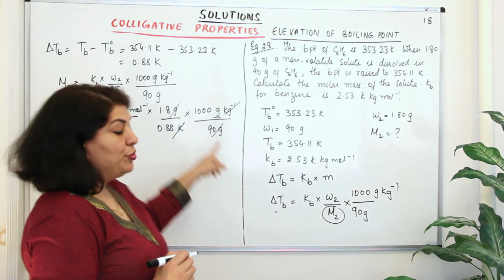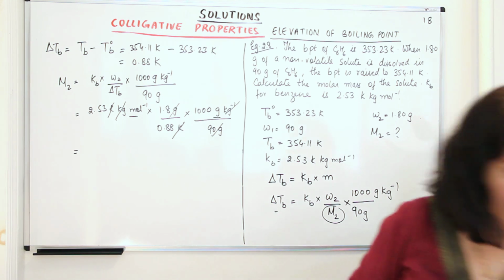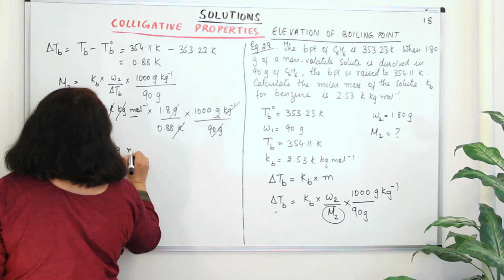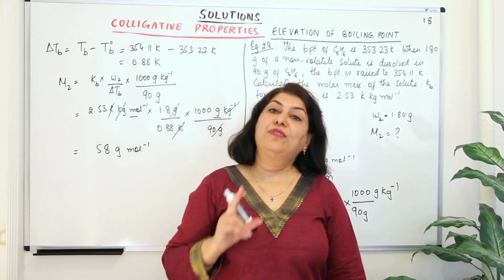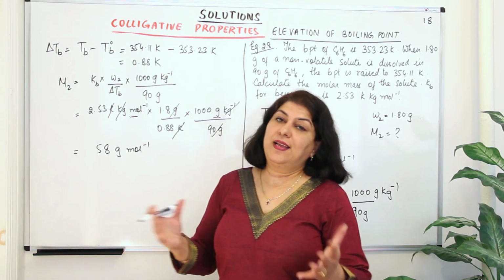And when you solve the numerical part, what is the answer that you get? You get 58 grams per mole is the molar mass. Now let me solve one problem which is your in-text question, and then I'll wrap up the video.